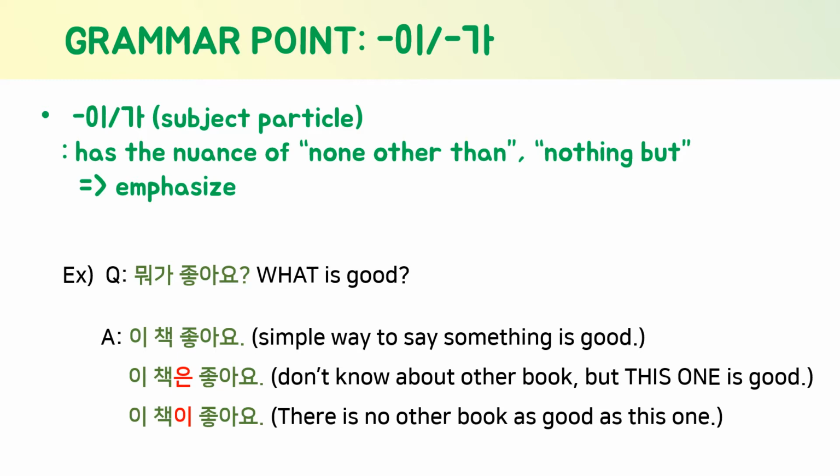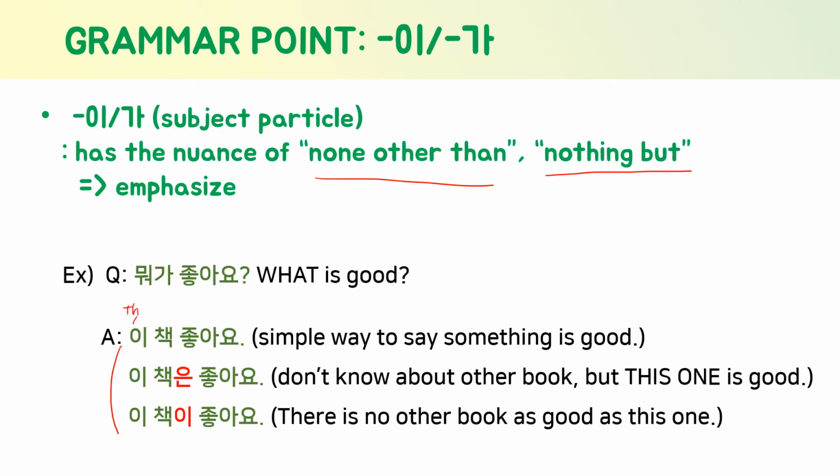So 이, 가, the subject particle, not only express the subject of the sentence, but also has the nuance of none other than or nothing but. So, for example, 뭐가 좋아요? Which is, what is good. And as an answer, there are three different ways. So first is 이 책 좋아요. This book good.